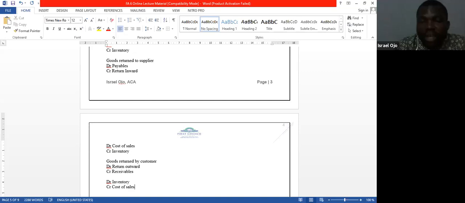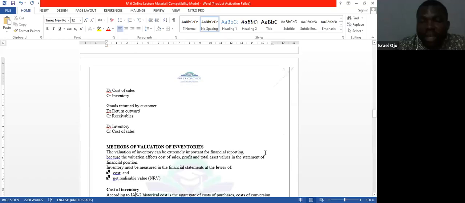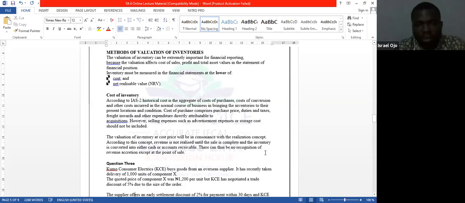So let's move forward. Methods of valuation of inventory. After we are done with that, we move to methods of valuation of inventory. The valuation of inventory can be extremely important for financial reporting because the valuation affects cost of sales, profits, and total asset value in the statement of financial position, just as we have stated above. Inventory must be measured at the lower of cost and net realizable value. Please, this is very, very important.